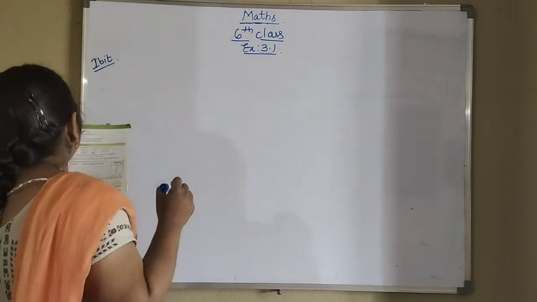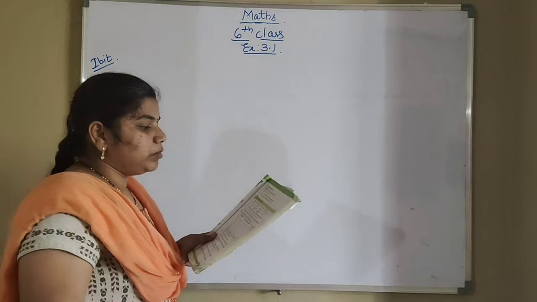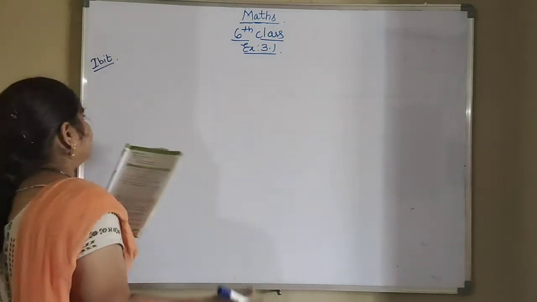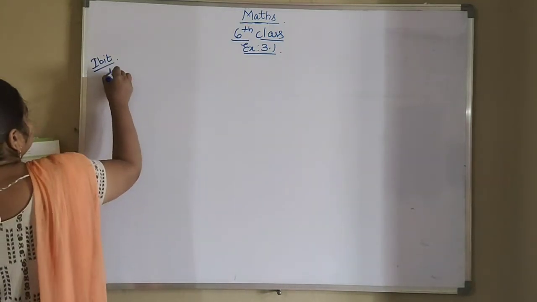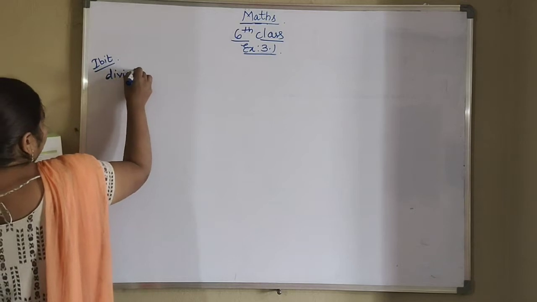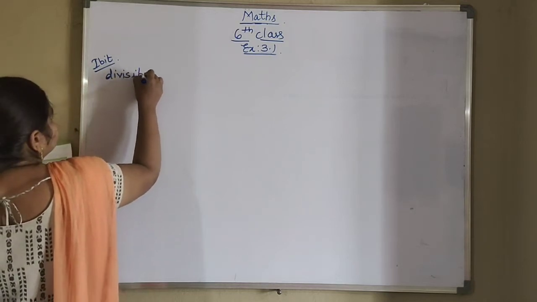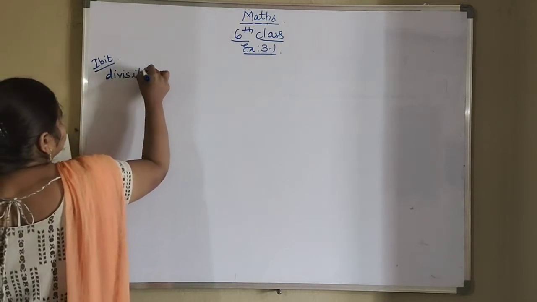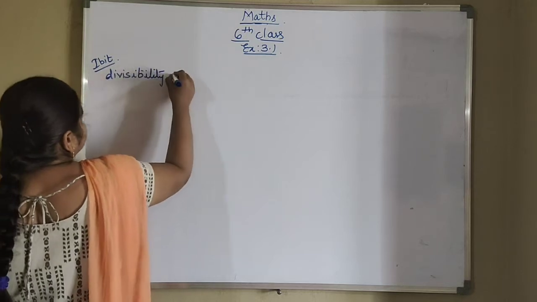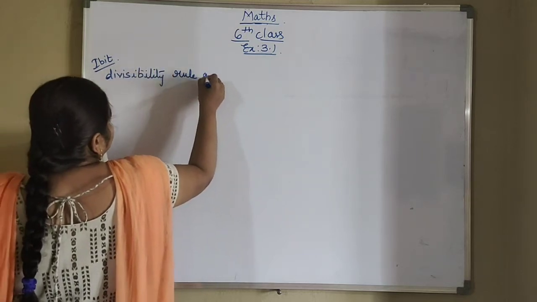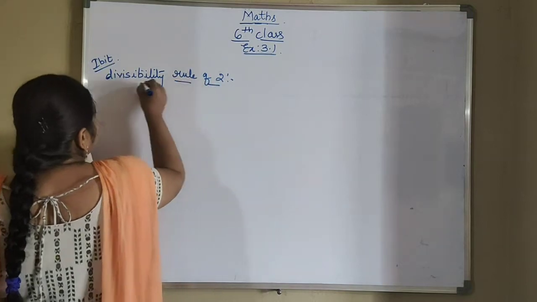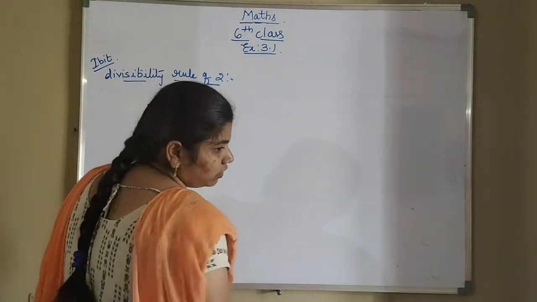So what is the first bit? Which of the numbers are divisible by 2, 3 and 6? Now first I will write all the divisibility rules which they have given in the question. What is the divisibility rule of 2 first? The last digit should be an even digit.